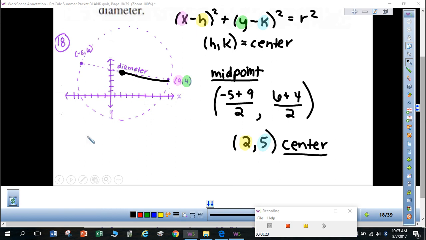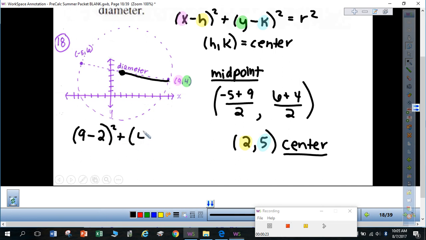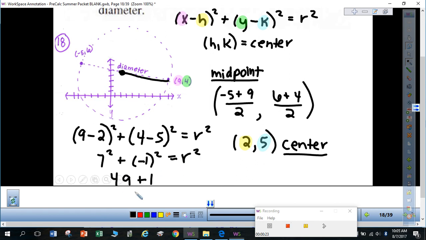So doing those substitutions, I'm going to continue down here. So let's go ahead and plug those in. So we would have 9 minus 2 squared plus 4 minus 5 squared is equal to r squared. So we end up with 49 plus 1, which is 50. So since 50 is r squared, that's what we'll plug in for the other side.